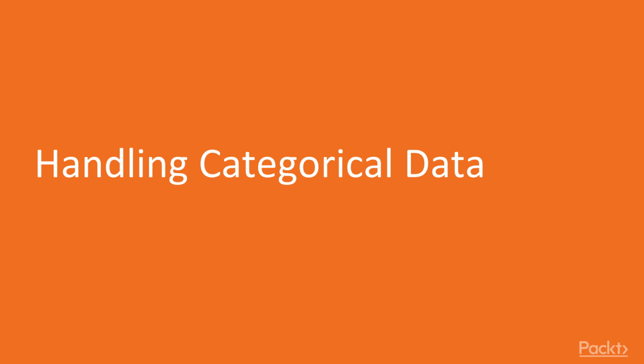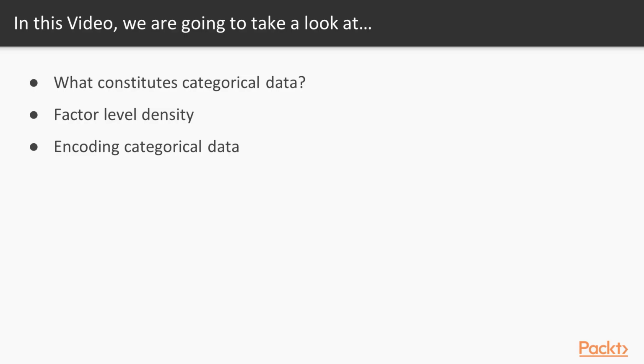Here we are at the first video, where we'll discuss how to encode categorical data into a numerical state we can use for modeling. First, we'll look at the types of categorical data we might encounter. Next, we'll discuss challenges around factor level density we might encounter. And finally, we'll cover strategies and examples of encoding our categorical data.